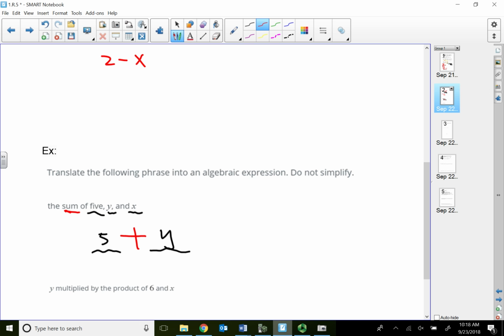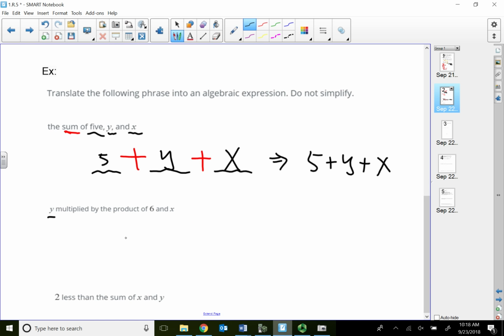So that means it's actually what? Two of these plus signs, so I can have 3 terms. It's a sum of 5, y, and x. So this problem is basically saying 5 plus y plus x. Okay, it's a sum of all 3 of them.